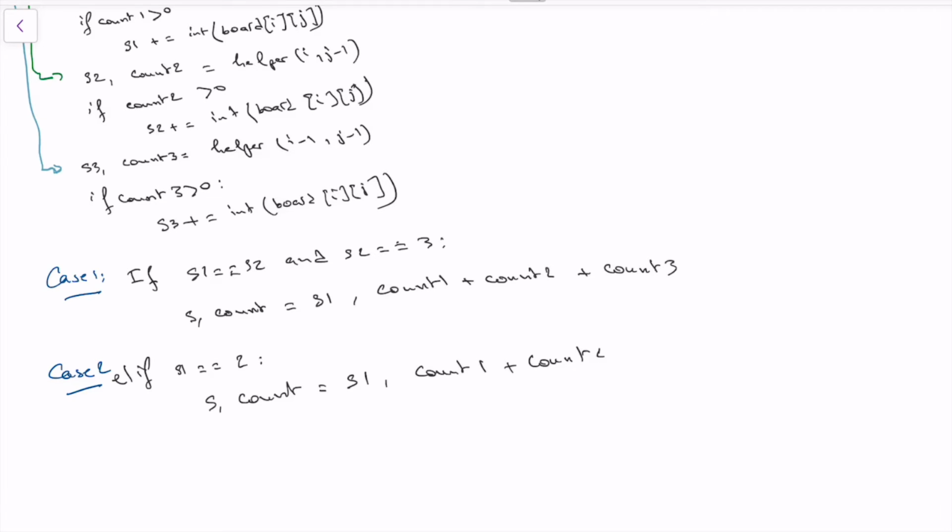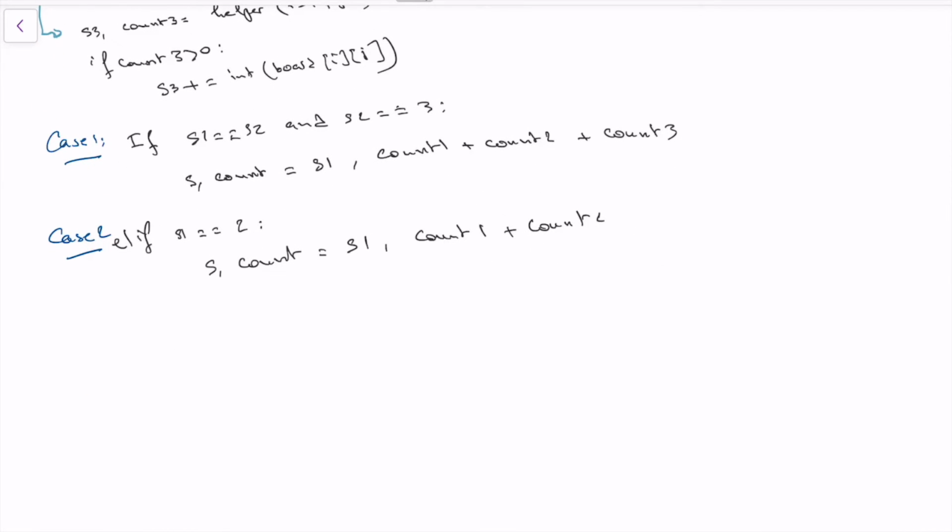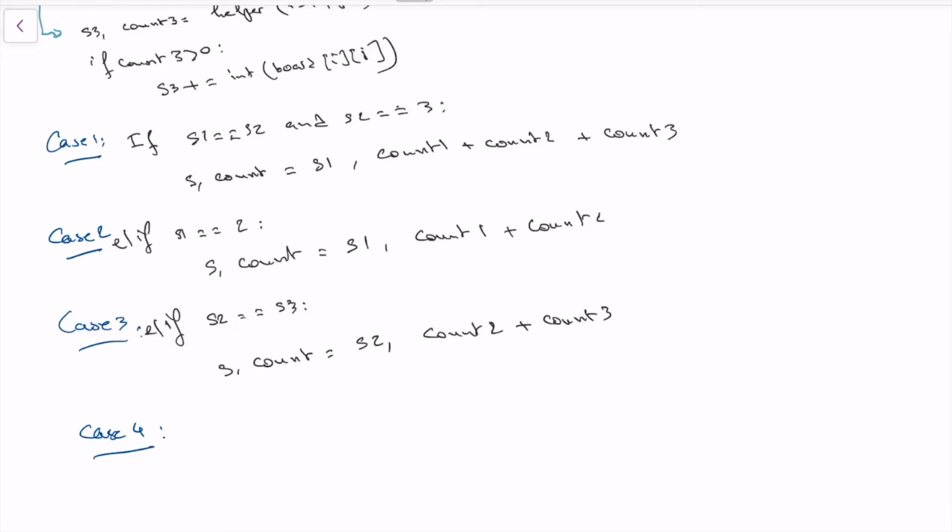This is, of course, an else. The other case would be if S2 is equal to S3, then that means the sum and count is equal to S2 and the count of 2 plus the count of 3. That's the sum of the ways we can get this maximum sum. Otherwise, the last case, none of them is equal to the other, which is just the else. Then we need to return the max of all of them. So let's say we want the max of S1 count.